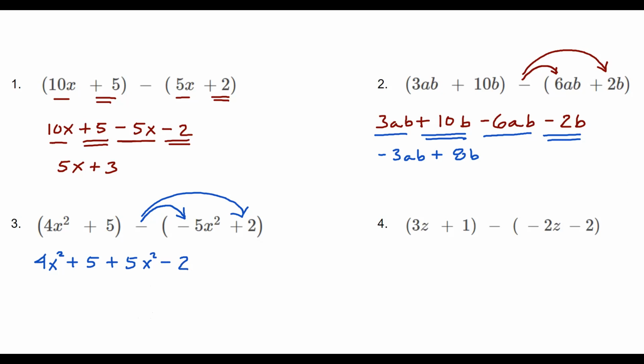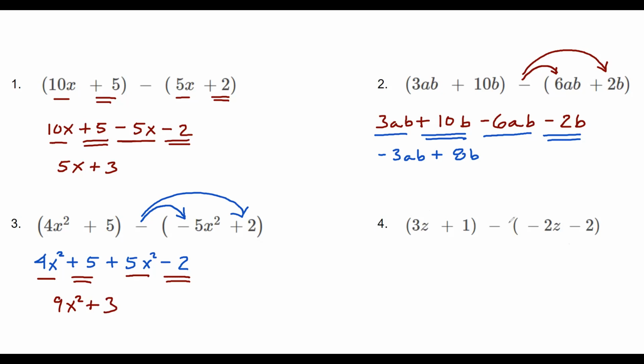And now we are at that point where we can combine our like terms. Change my color again. 4x squared and 5x squared are like terms. Positive 5 and negative 2 are like terms. Those are constants. 4x squared plus 5x squared gives us a total of 9x squared. And positive 5 and negative 2, 5 minus 2, that leaves us with a positive 3. 9x squared plus 3.